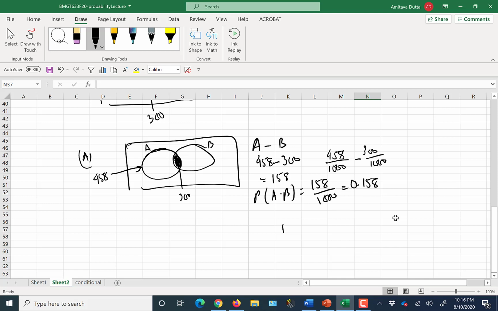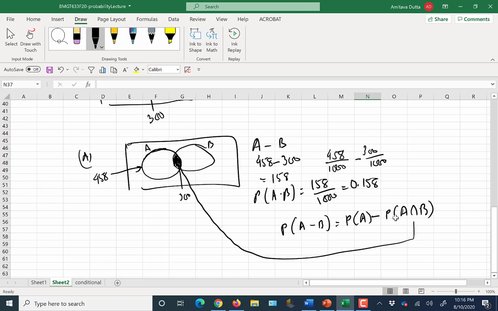So if I had to generalize, the probability of A minus B is equal to the probability of A minus the probability of A intersection B. A intersection B is simply this middle portion. This is the full circle A. So you subtract the two, you get this shaded portion, just the portion that I want.